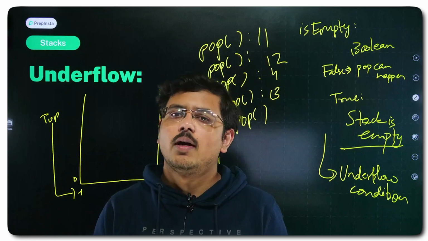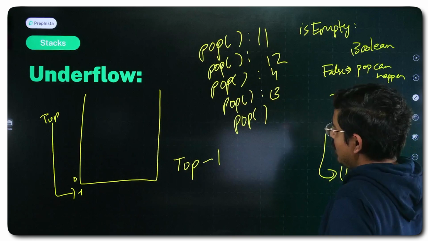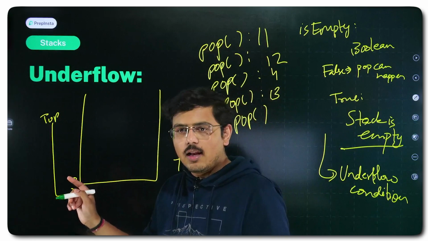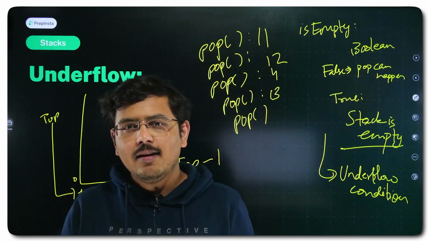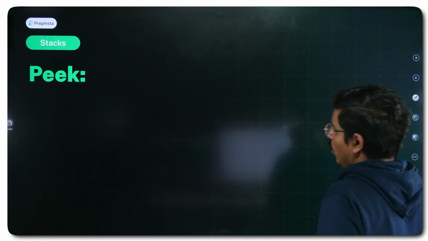Why is it pointing to -1 index? We'll understand. Wait. I'll make you understand this question in the last of this video. So till then, think of it. Why top is -1? Now let's understand what is peek function.